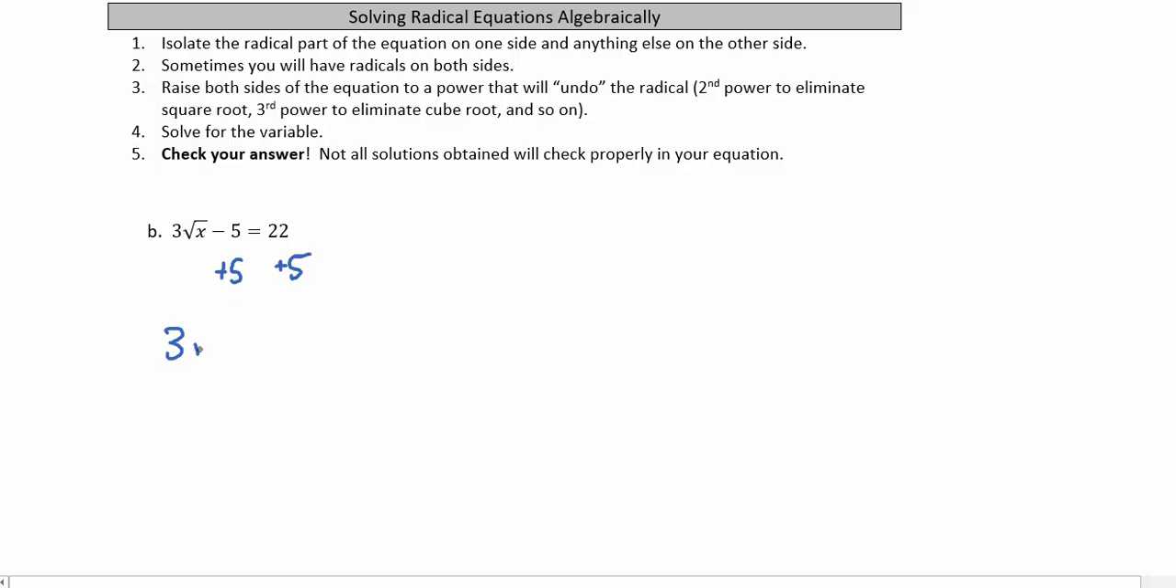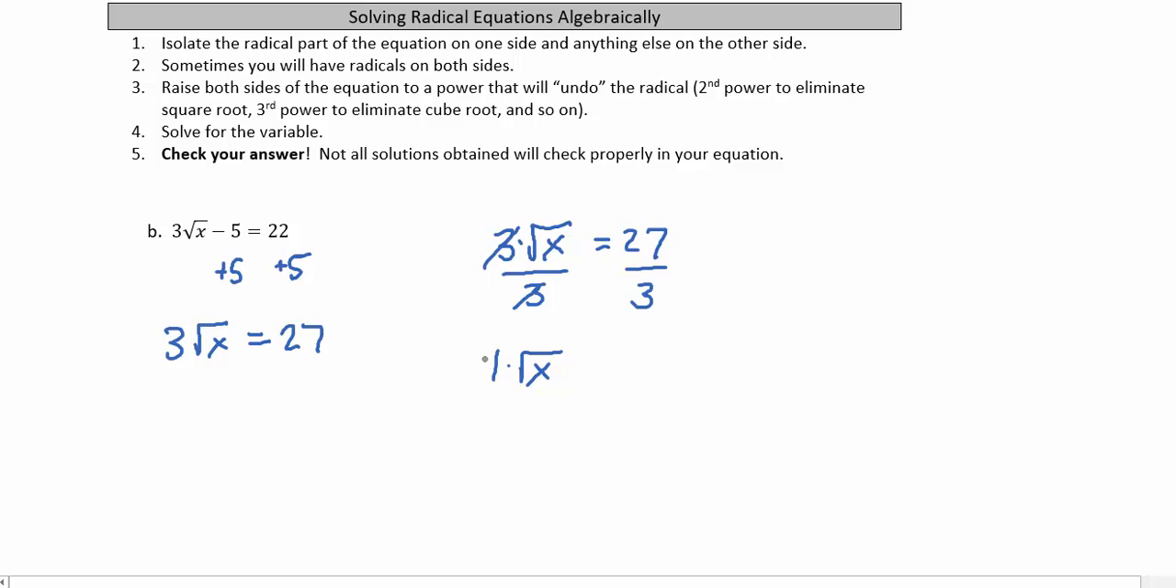Doing that is going to leave me with negative 5 plus 5 is 0 on the left-hand side. We don't write addition of 0. 22 plus 5 is 27. Now that I've done that, since the 3 is being multiplied, I will divide both sides by 3. I will be left with 3 divided by 3 is 1, and we don't need to write the 1. And 27 divided by 3 is 9.